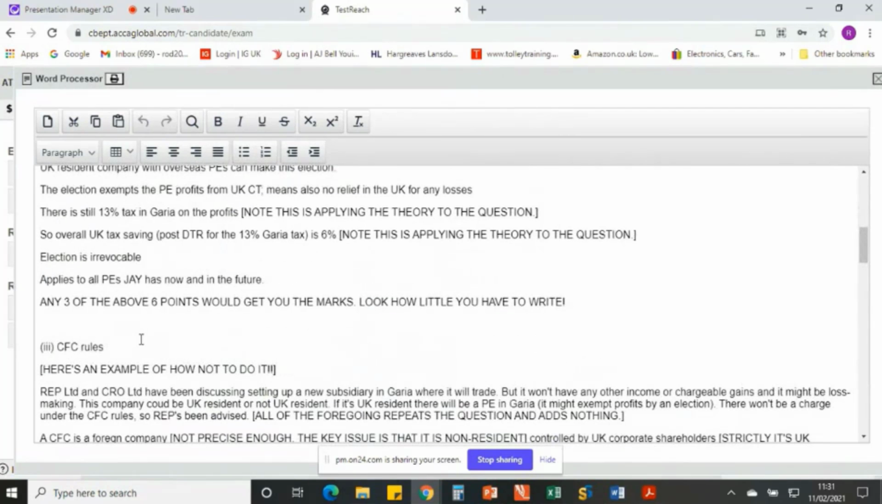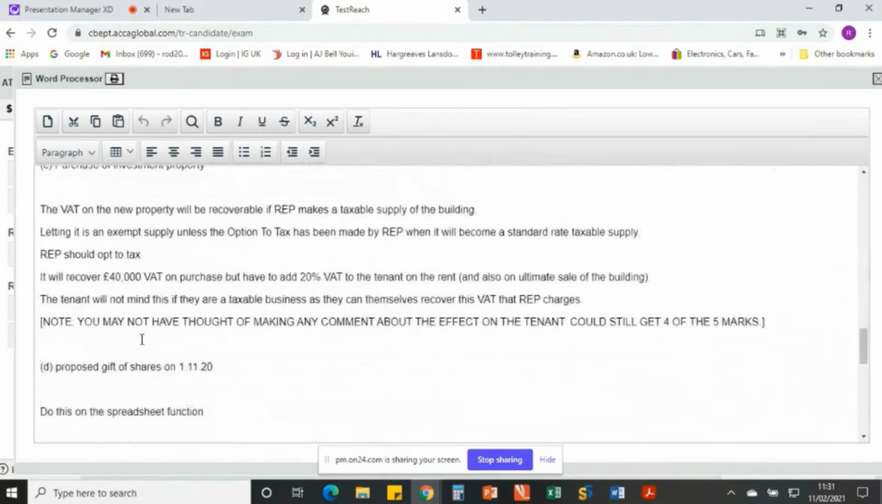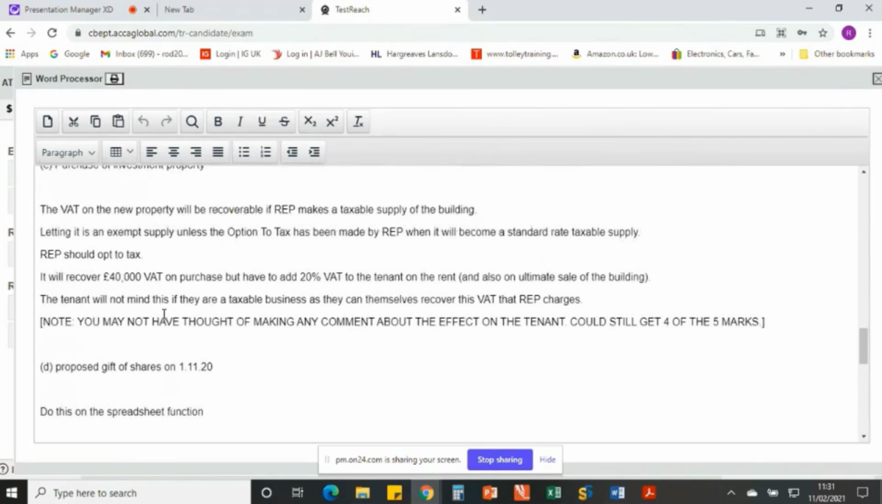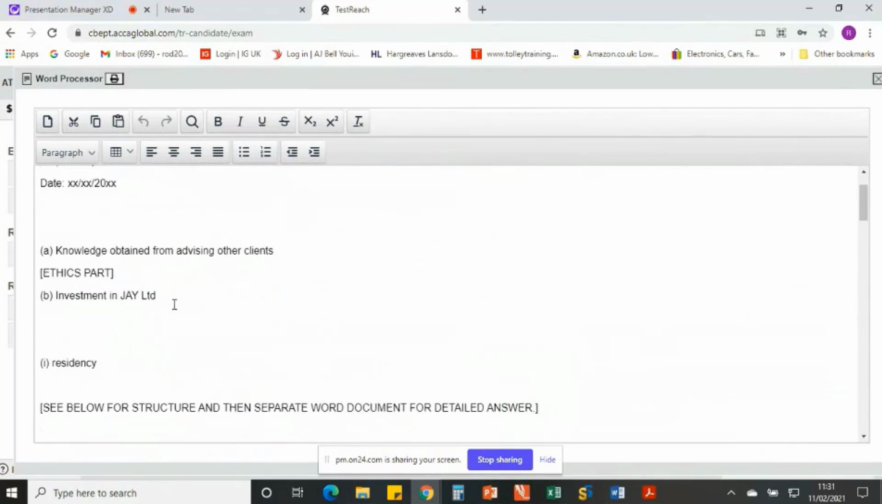I'm going to go back to the detailed answer I put in there. Okay, then you move on, I'm going to skip past this, to purchase of investment property and proposed gifts of the shares. Now, when you get into the last part, it's one to do on the word processor function because it's a calculation. So get the skeleton of your answer set up, and then you can insert the bits bit by bit. Now, you've already broken it down into the component parts.